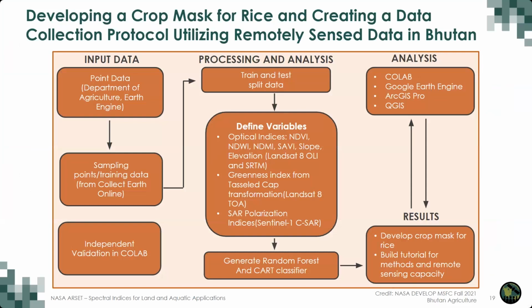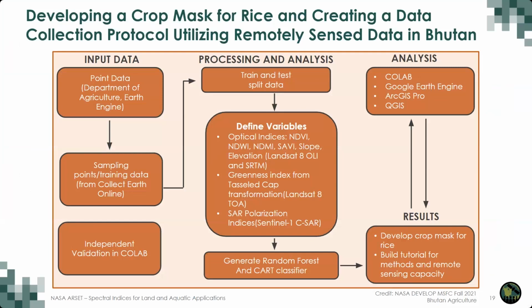Here we have an example of how SAVI was used by NASA Develop's Fall 2021 Bhutan Agriculture Team. The team developed a crop mask for rice and created a data collection protocol. Here we have a chart of the methodology for the project. The rice points for the data were provided by the end user, the Department of Agriculture, and also collected using Google Earth Engine satellite view and used as input data for the project. These data were then imported into the Collect Earth Online, also known as CEO platform, and used to develop 30-meter plots with 25 gridded samples to be classified manually into agriculture, non-agriculture, rice, and non-rice.